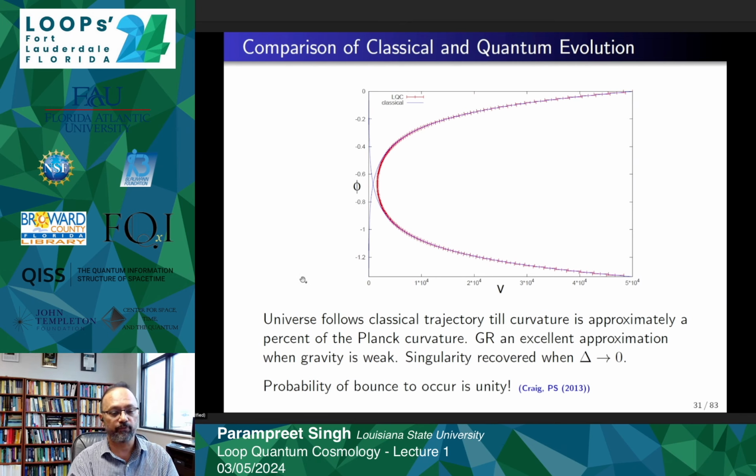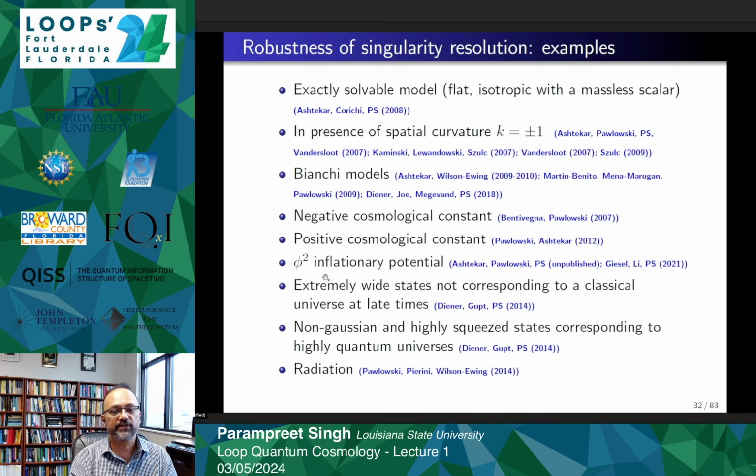You can also figure out the probability of the bounce using the consistent quantum probabilities. And it turns out that in this particular model, the probability of bounce is actually unity, and the probability of Big Bang is actually zero. And the robustness of the bounce has been shown in many examples. This is for the massless scalar field in spatially flat, but in the last decade or so, many groups all around the world have shown it in many cases.